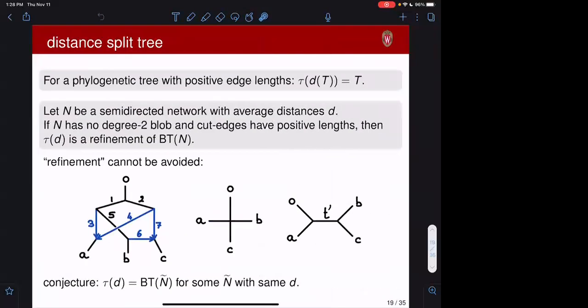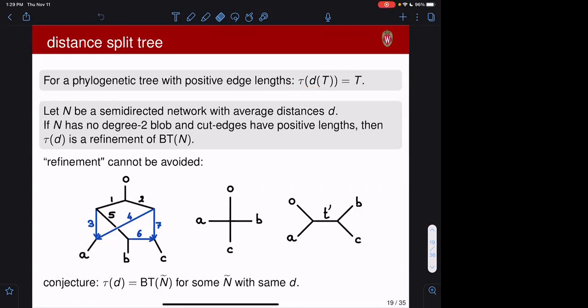Okay, so as you know, if we start from a tree such that any edge of length 0 has been contracted to create a polytomy, and then we get the distances from this tree, and we use these distances to get the splits, then we get back our tree. So it's a good candidate to get back the blob tree in a network.